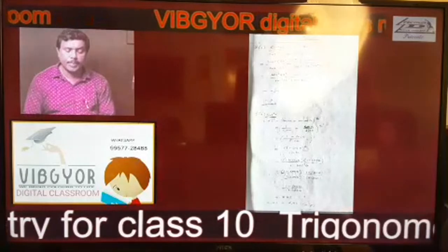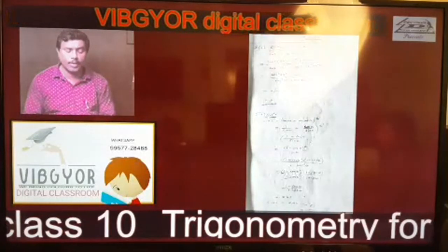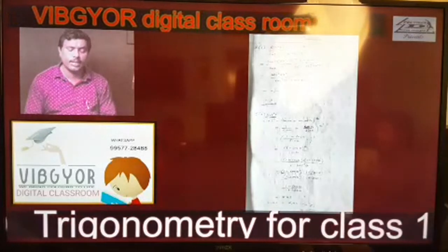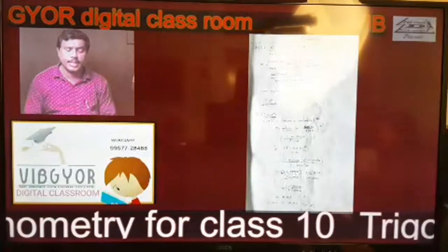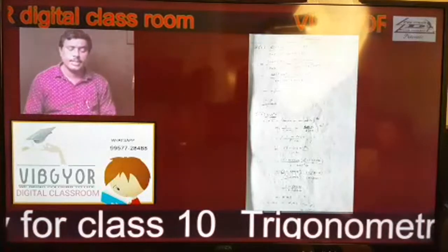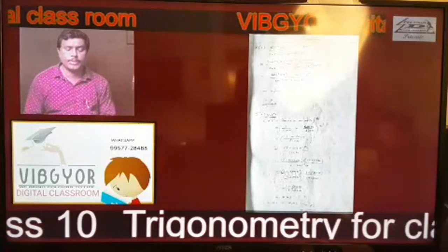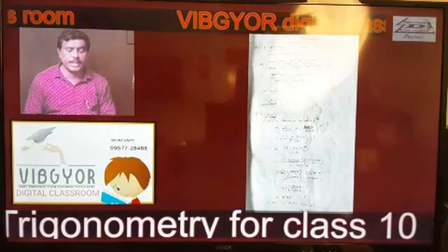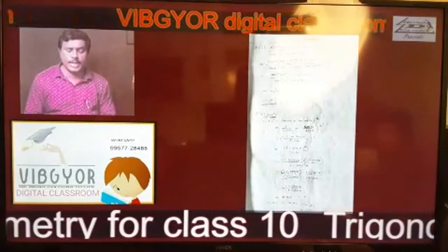1 minus cos square theta, we can write in another form, 1 minus cos theta whole into 1 minus cos theta. And in place of sin square theta, we can write 1 minus cos square theta. 1 minus cos square theta is like the identity a square minus b square. So according to that identity, we can write it as a plus b whole into a minus b. So it will be 1 minus cos theta whole into 1 plus cos theta.